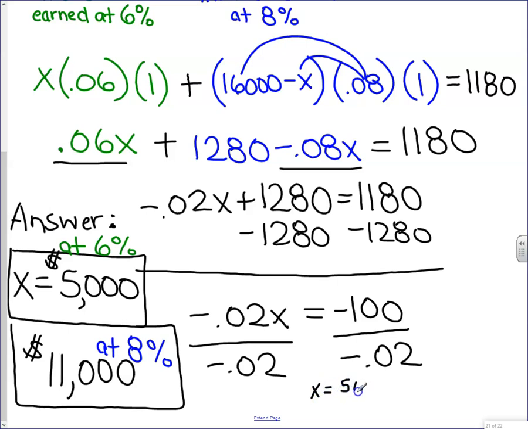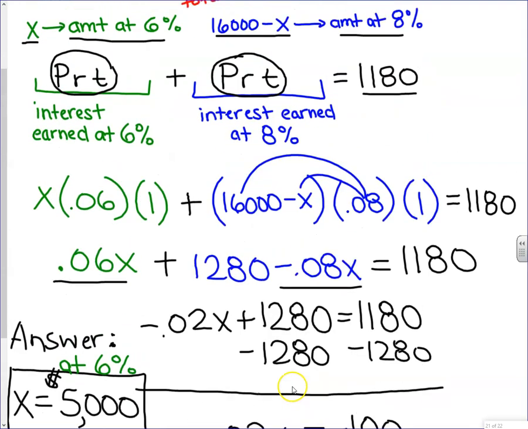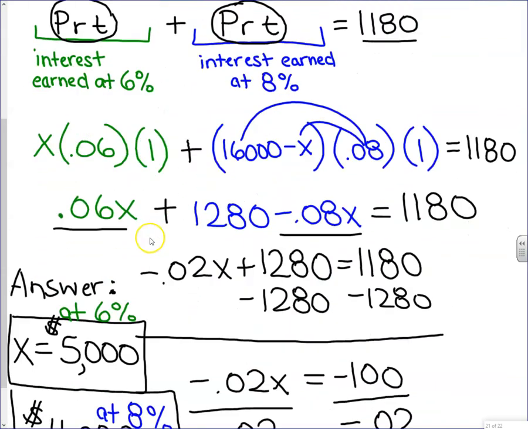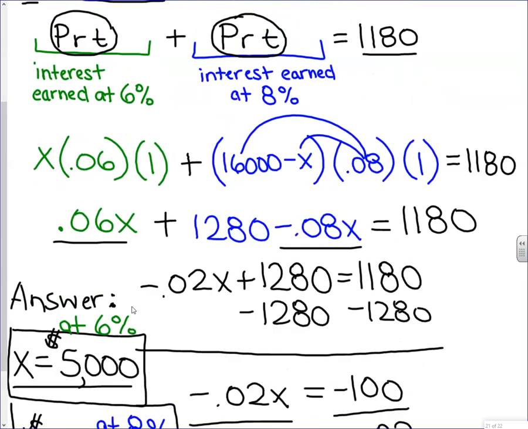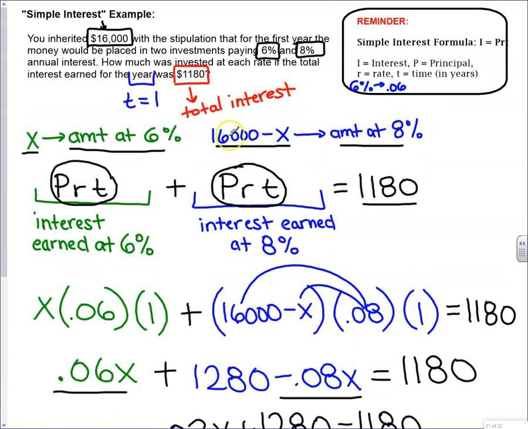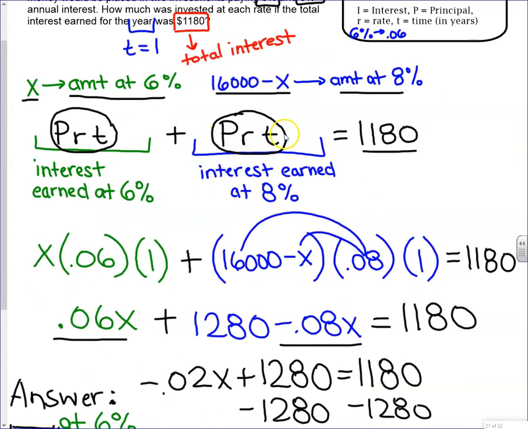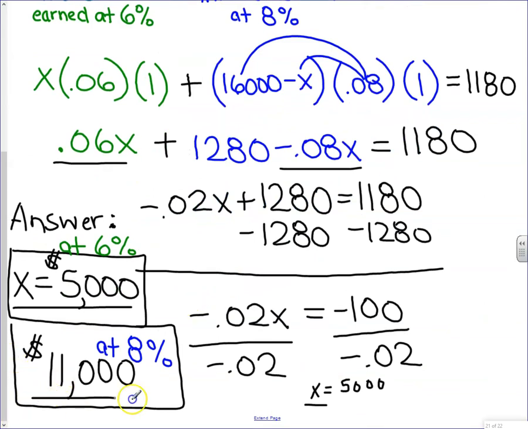Okay, so once we get our answer here, x equals 5,000, then we have to look back and say, well, what was x, right? X was the amount at 6%. So at 6%, I'm going to have $5,000, and then the leftover is going to the 8%, right? So 16,000 minus 5,000 is 11,000. So that's how I get those two answers. So you want to make sure at the beginning that you identify which one is x, so that at the end, when you're trying to decide which answer goes where, you can go back and see what you labeled x as.